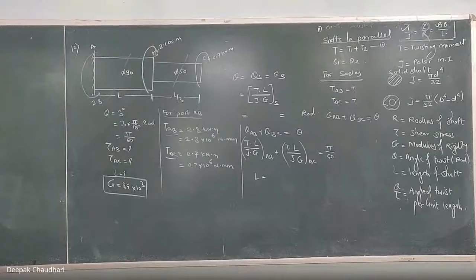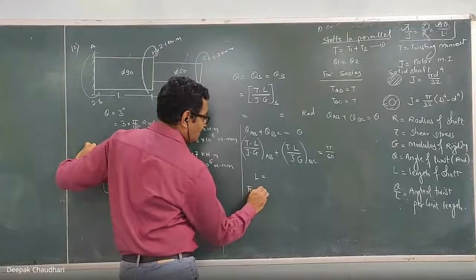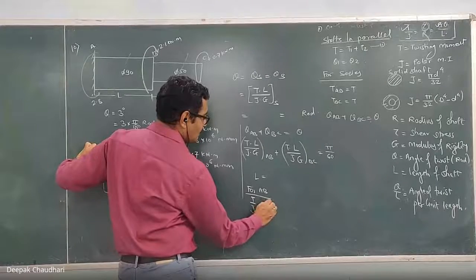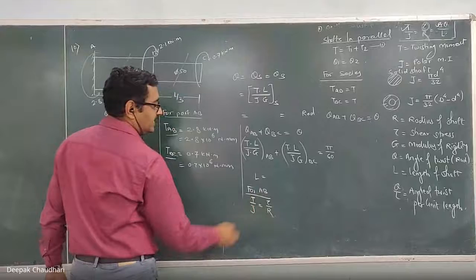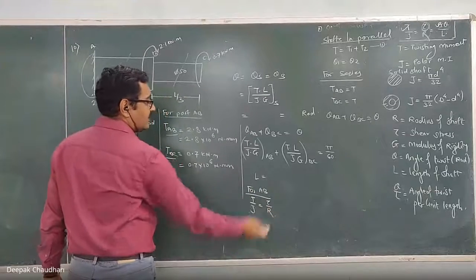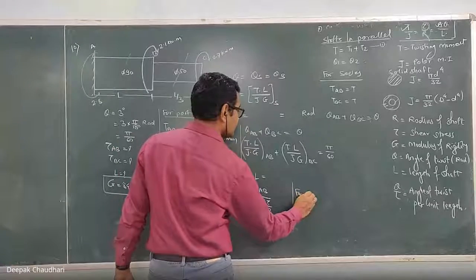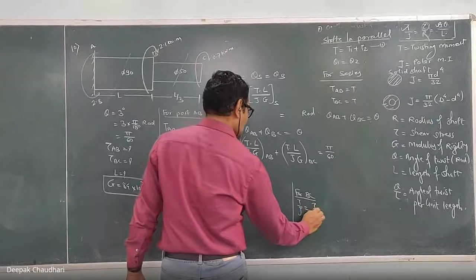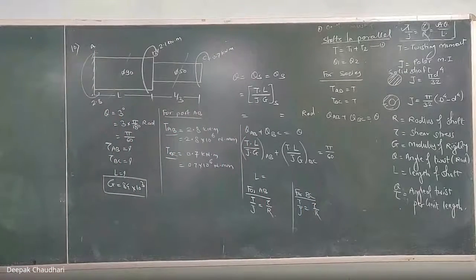Then to calculate the shear stress in the part AB, we can write for AB, T upon J equals tau upon R. For AB you know the T, you know the J, you know its radius, so you will get the shear stress in the part AB. Same thing for BC, same formula, T upon J equals tau upon R. Substitute the values and get the answer. You will get the shear stress induced in each part, AB and BC.